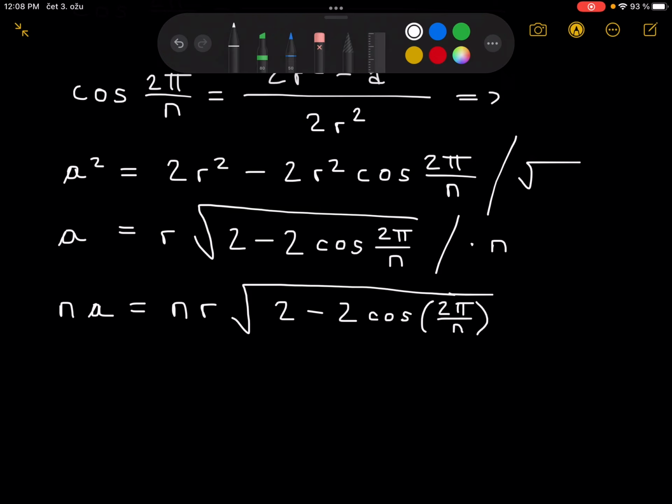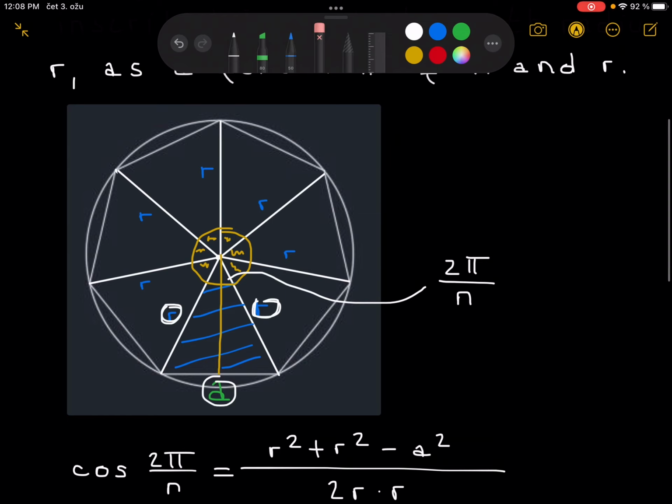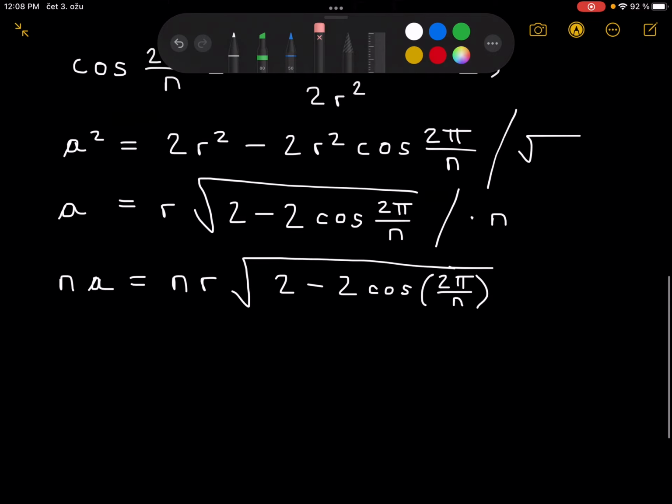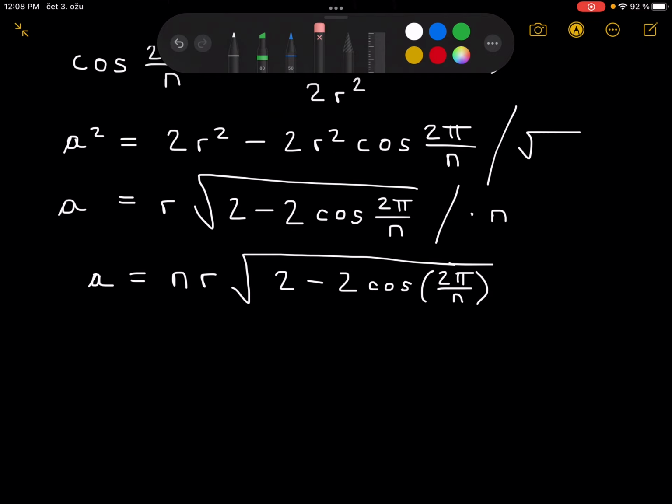And what's n times a? Well, think about it. In this case, we've got 7 times a, so that's a plus a plus a plus a plus a, etc., up to 7. So n times a is generally the circumference. I'm going to denote it by O. So we've expressed the circumference of a regular polygon inscribed inside a circle with a radius r in terms of the number of its sides and of the radius.